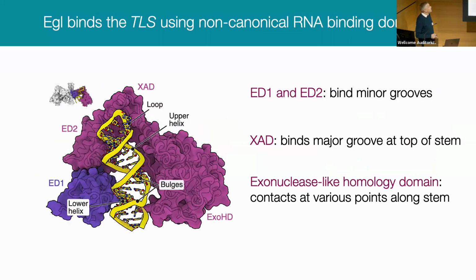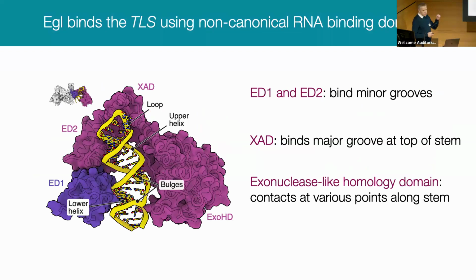If we look more closely, we can see that egalitarian uses four non-canonical RNA binding domains to bind the localization signals. There's the ED1 domain, a LOTUS domain, which contacts the minor groove at the bottom of the stem. There's a structurally very similar domain, which we call ED2, which does the same at the upper part of the stem in the minor groove. There's a domain called the XAD. I won't go into why we call it that.